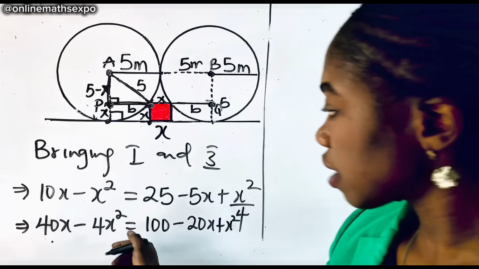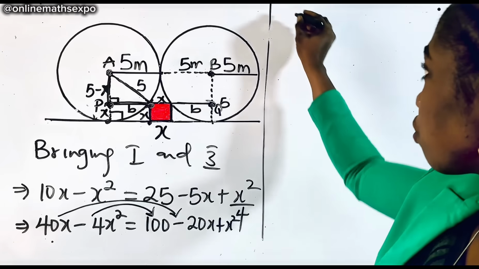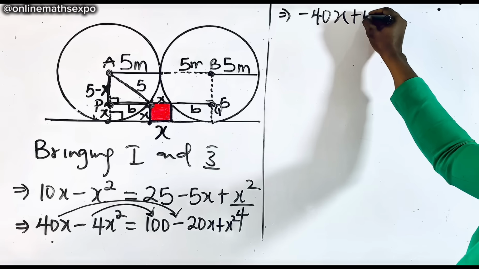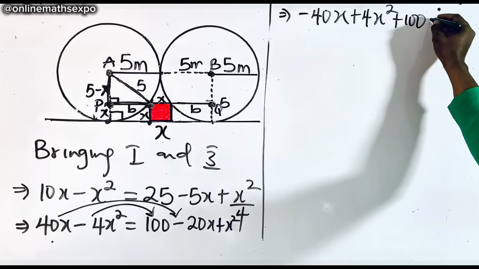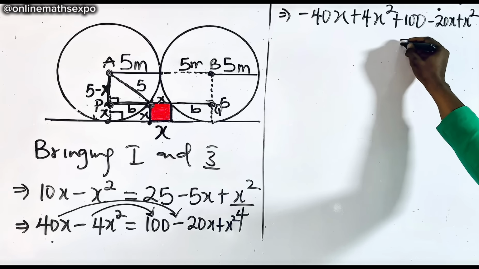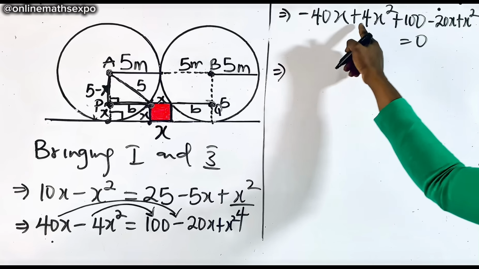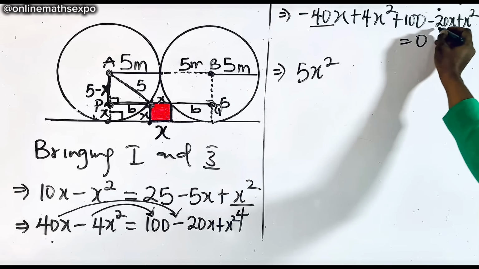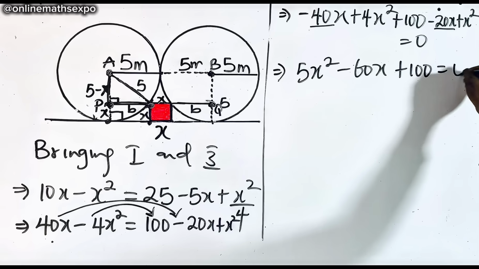Keep solving. Let's take this to the right side and this to the right side. So this gives us negative 40x, this gives us positive 4x squared, then we have plus 100, and this gives us minus 20x plus x squared, and everything is equal to 0. Let's simplify this. We add these to get 5x squared, and these give us negative 60x, then plus 100 is equal to 0.